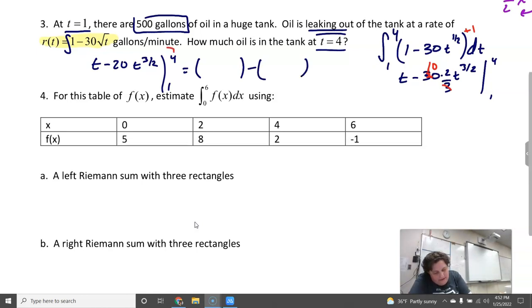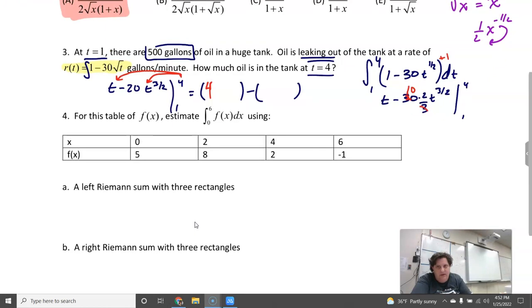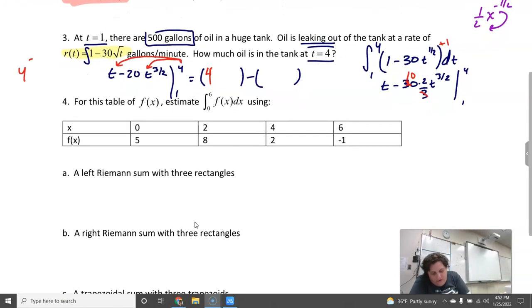When I plug in 4 right here, I just get 4. When I plug in 4 right here, okay, guys, we need to remember how to do 4 to the 3/2. This is something you got to just be able to do without a calculator, okay? That halves on the bottom means square root, and then that 3 means to the 3rd. It doesn't matter which you do first, but it's easier to square root and then cube. The square root of 4 is 2. 2 to the 3rd is 8. So when I plug 4 in there, that's 8, and 20 times 8 is 160.